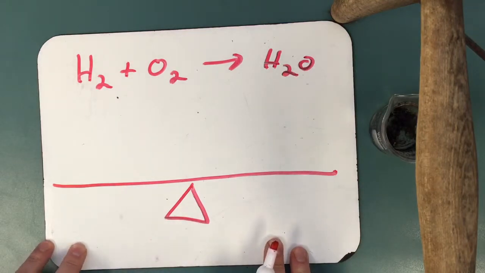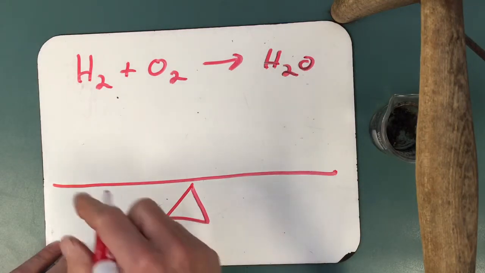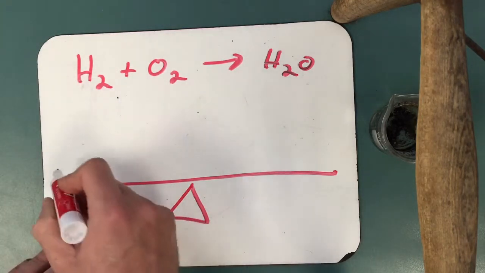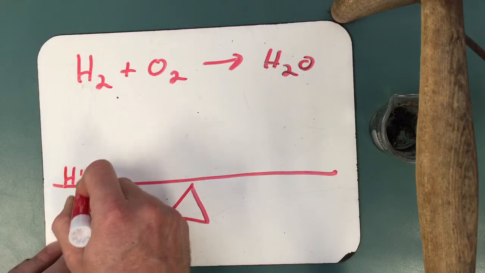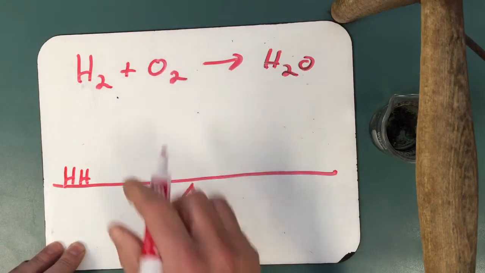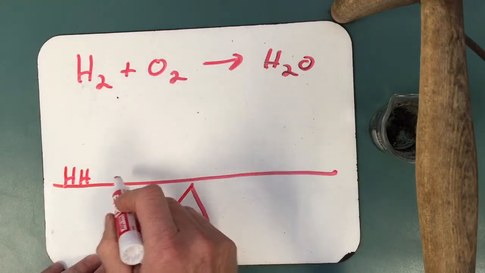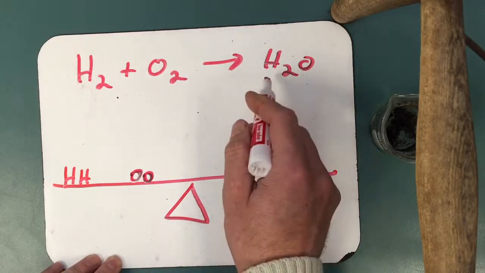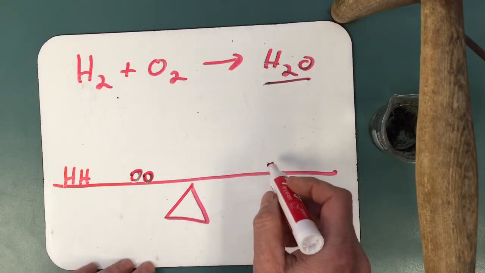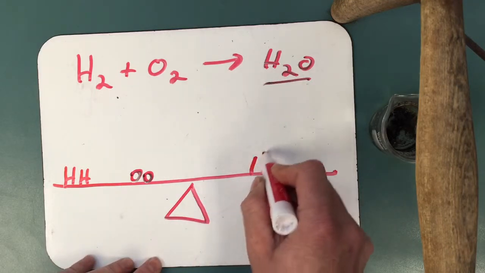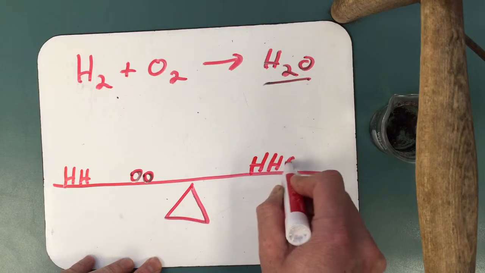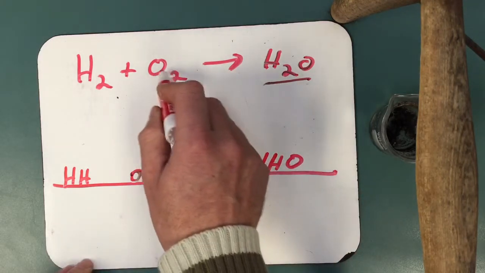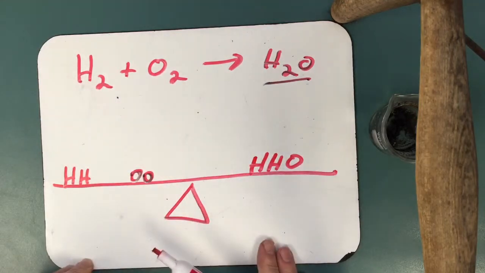The teeter-totter method is a great way of balancing the equation. What you do is you write down everything that you know. H2 means they're joined together and they can't be separated, so I'm going to write that as HH. O2, I have 2 oxygens and they can't be separated, so I'm going to write them as OO. And over on the right side, I have water, H2O, and I'm going to write that as HHO. So water always comes together, oxygen always comes in a pair, hydrogen always comes in a pair.